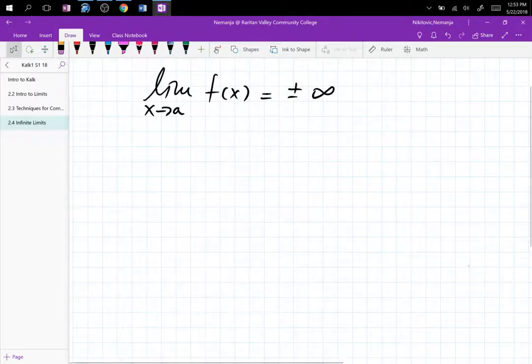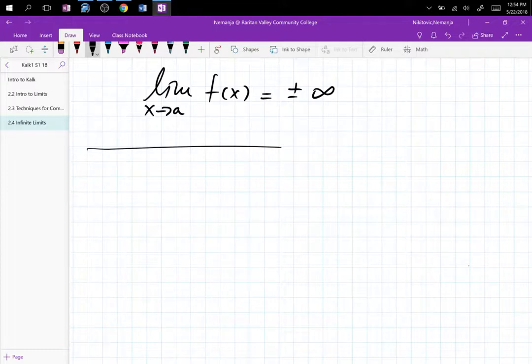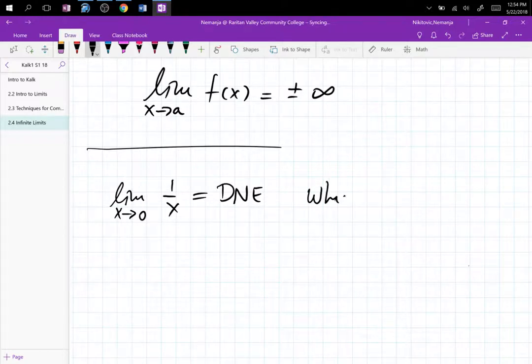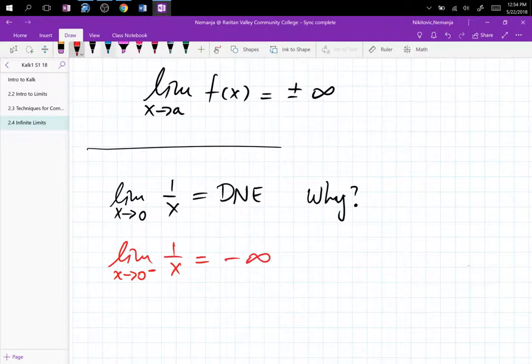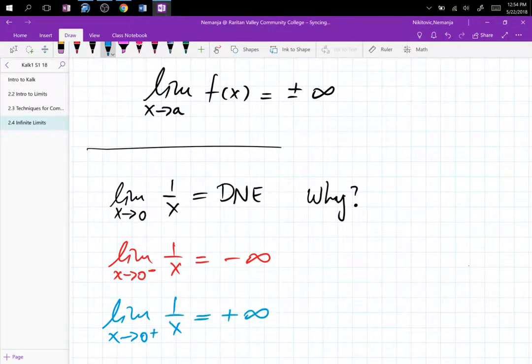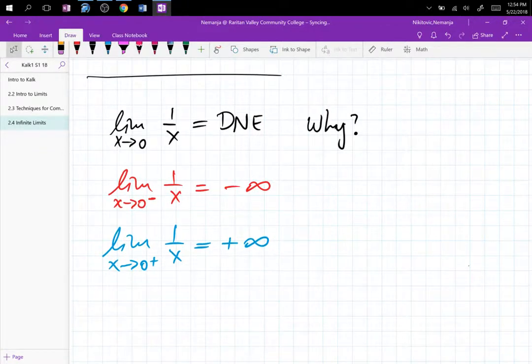So let's see. We already saw the situation for 1 over x, which I'm going to repeat now. What is the limit as x goes to 0 of 1 over x? Well, we said does not exist earlier. Why? The limit as x goes to 0 minus of 1 over x was negative infinity, and the limit as x goes to 0 plus of 1 over x was positive infinity, and that's not the same. So the limit did not exist by the theorem.